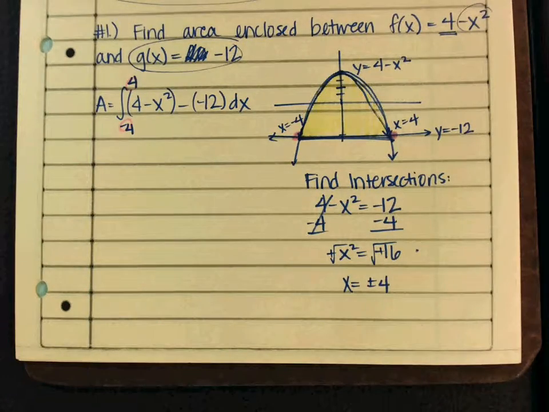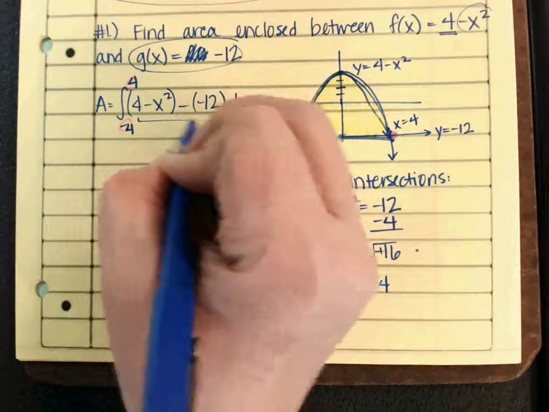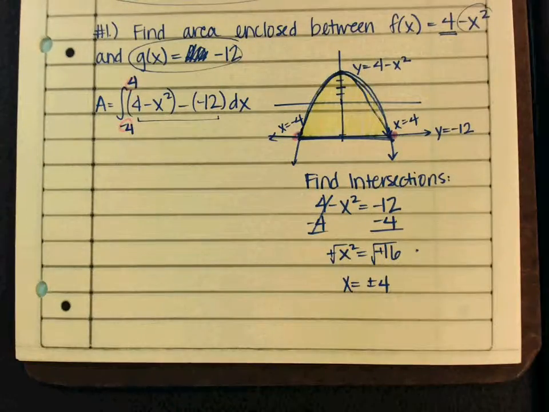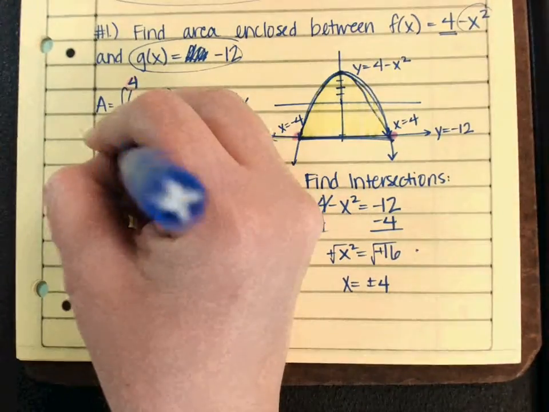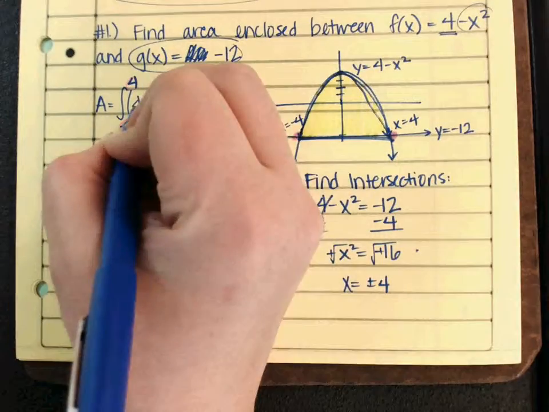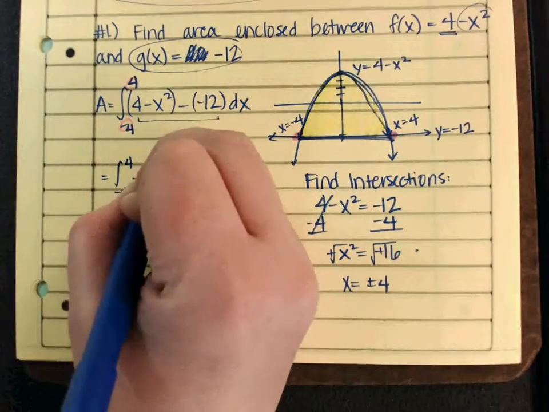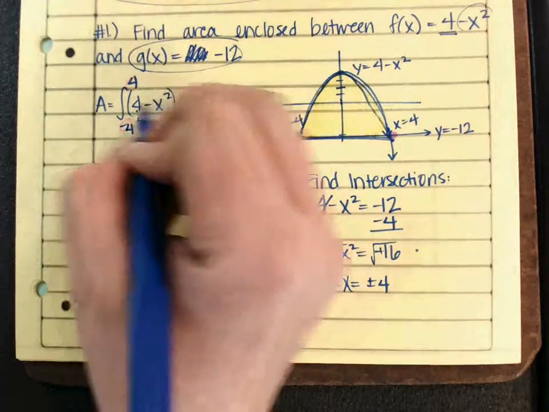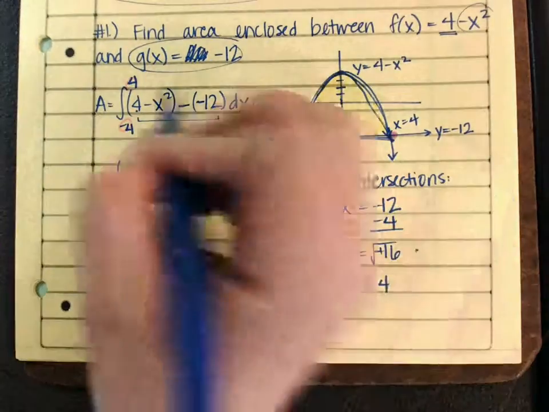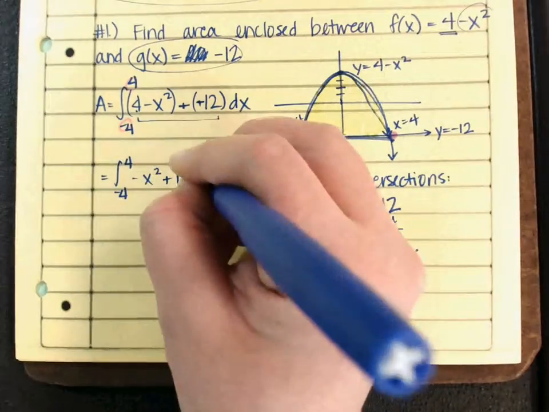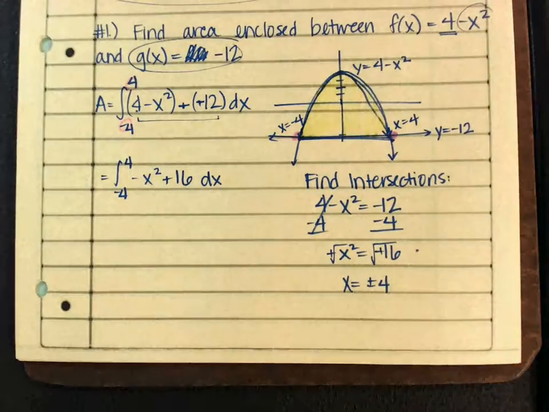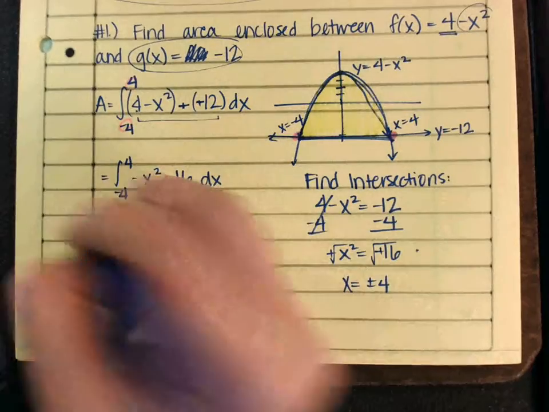Then from there, I'm going to combine this into one big integral, and then I'm going to do my antiderivative. So it'd be negative 4 to 4. Negative x squared, I'm going to let come first. And then if it's 4 minus negative 12, really that's 4 plus 12, which is going to come out to be 16 dx. And then I'll do the antiderivative.